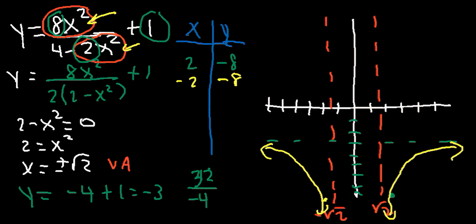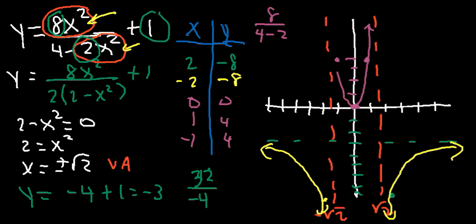So let's plug in 0 first. If we plug in 0 for x, everything is 0. So it's over here. Let's say if we plug in 1. 1 and negative 1 is going to be the same. If we plug in 1, it's going to be 8 over 4 minus 2. So that's 8 over 2, which is 4. So that's over here somewhere. So we can see what's happening. This graph is going to look something like this at the center.